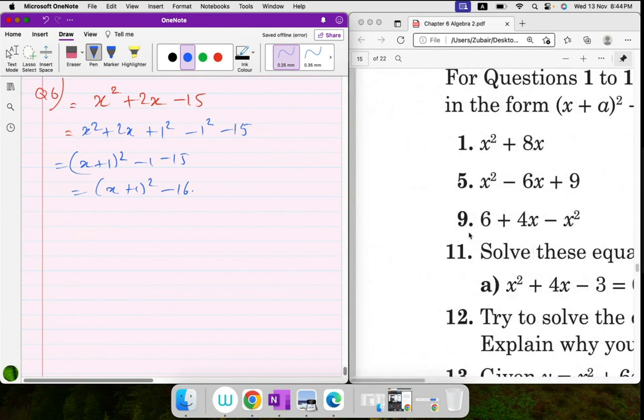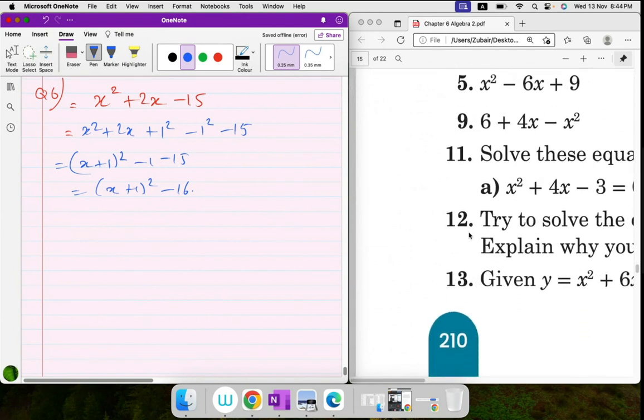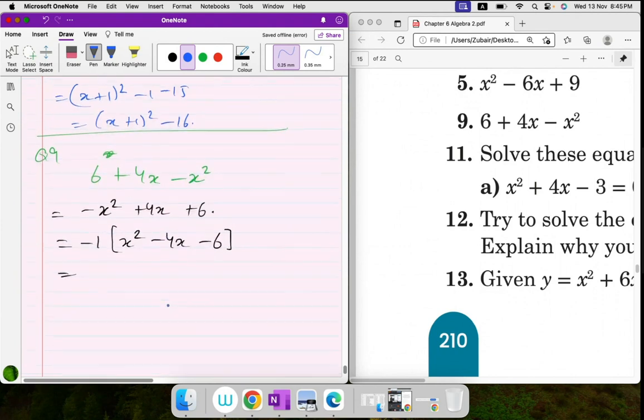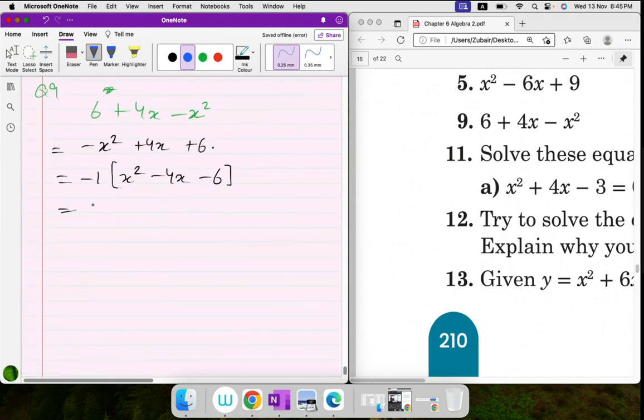Okay, I'm trying this ninth one because of the negative x square. 6 plus 4x minus x square. Step 1, I'm rearranging it. Negative x square plus 4x plus 6. Taking out minus 1 common is x square minus 4x minus 6. Now this minus 1 will stay with me because it is not an equation equal to 0. We cannot divide it on the other side.